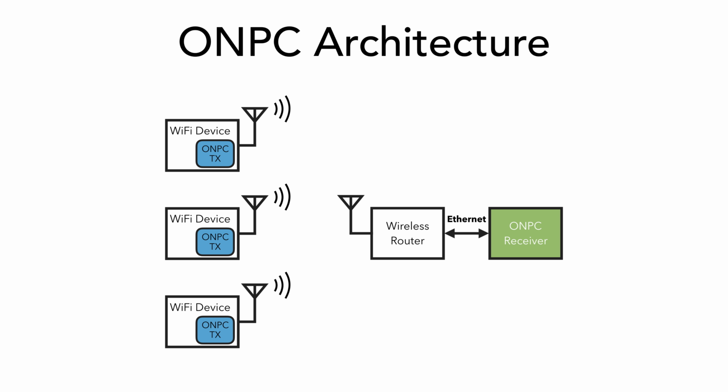So here's the architecture, kind of how we imagined it: a Wi-Fi device, a sensor of some kind, would have software running on it, what we call the ONPC transmitter. And when it detected that it was disconnected from Wi-Fi, it would then go into the ONPC transmit mode. And it would send out messages using ONPC.